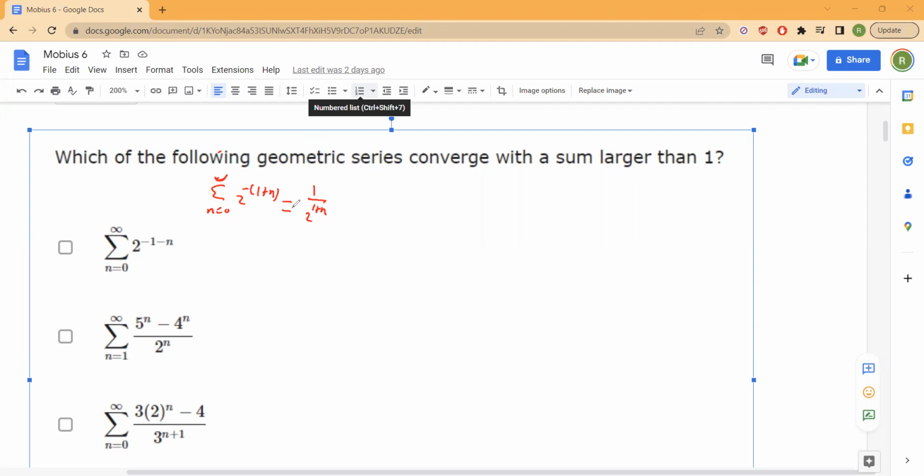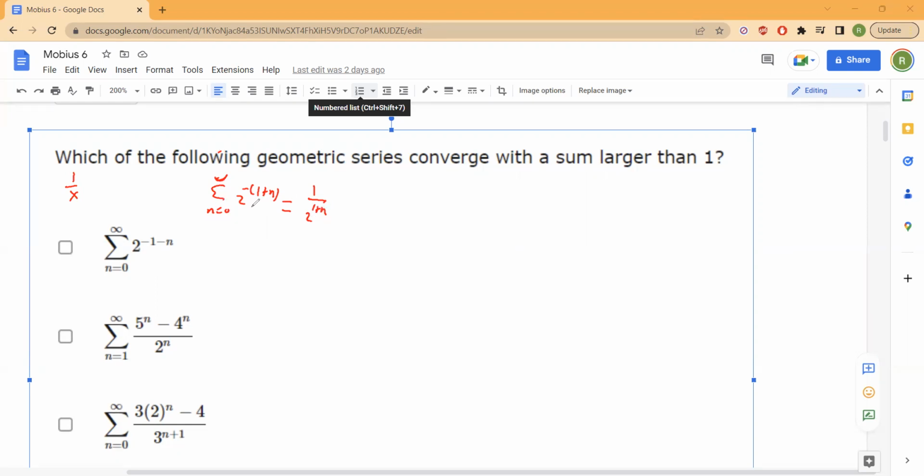Just remember that just because it goes to 0, it doesn't necessarily mean it converges. Just remember the example we got in class was 1 over x. But in this case, because it's a geometric series, we do know that it converges, and that's why we can continue. So 1 over 2 to the power of 1 plus n.